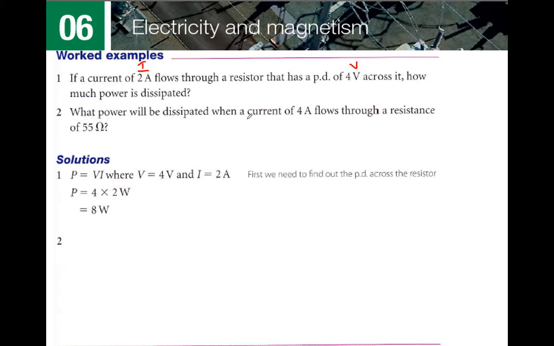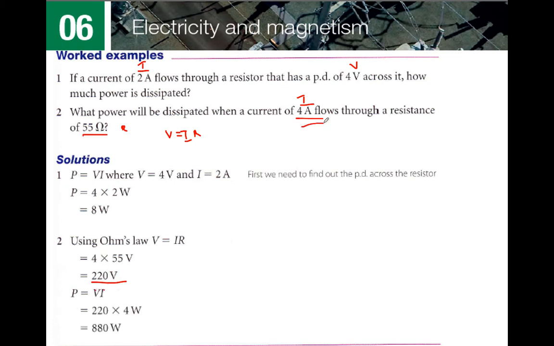What will the power dissipated be for a 4 amp current, that's I, that flows through a resistor of 55 ohms? Now that's R. Well, wait a minute. We don't have V. Well, but remember, we know from Ohm's law that V equals IR. Okay, so we can actually figure out that V. So we know that V is actually 220 volts by doing this math. Now we have V, we have I from up here. That I didn't change. We multiply it and we see that that's 880 watts.